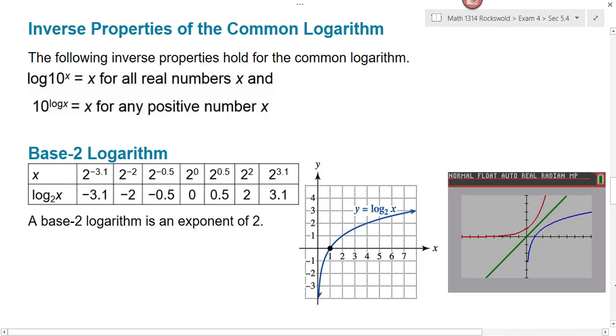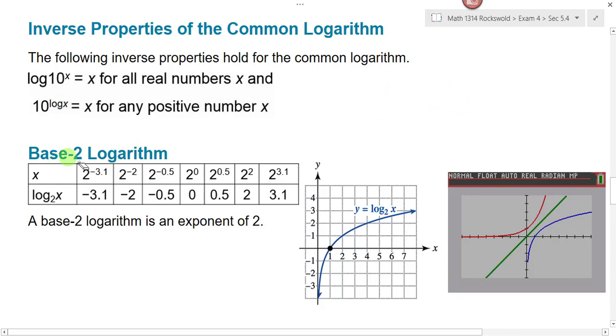So the following inverse properties hold for the common log. Log of 10 to the x will be equal to x, and 10 raised to the log x will be equal to x. That's because there's an assumed base of 10 on this log. Just like when we had square roots and cube roots, if I had the square root symbol with no number here, we assumed that that index was 2, but if I had a 3 there, we knew that that was a cube root. If there's no base on the log, we assume that it's a log base 10.